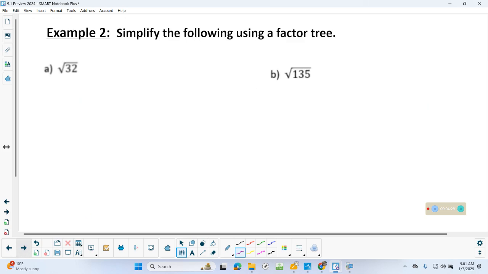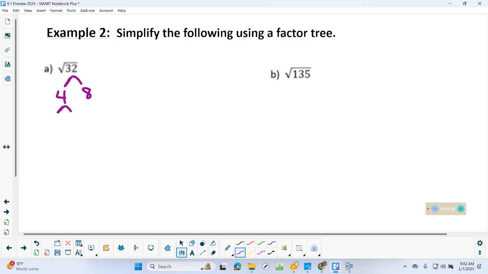So I'm going to start with 32. I'm thinking about two numbers that multiply to 32. You've got choices. You can do 2 and 16. You can do 4 times 8, whatever. I'm going to do 4 times 8. Now, are 4 and 8 prime numbers? No, you could still break those down further.